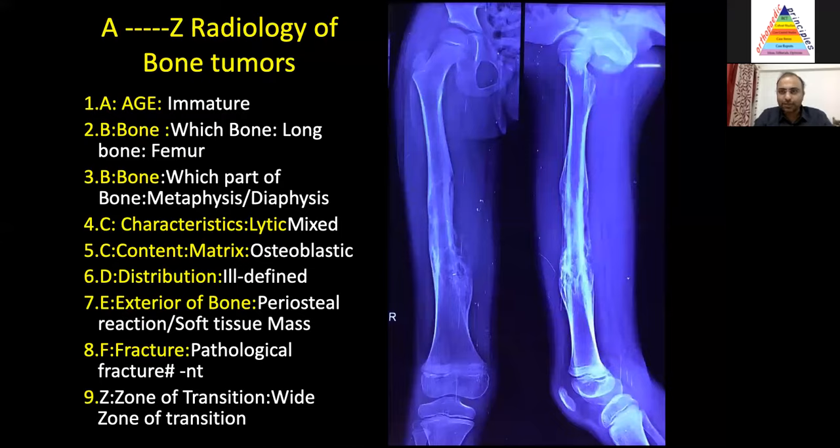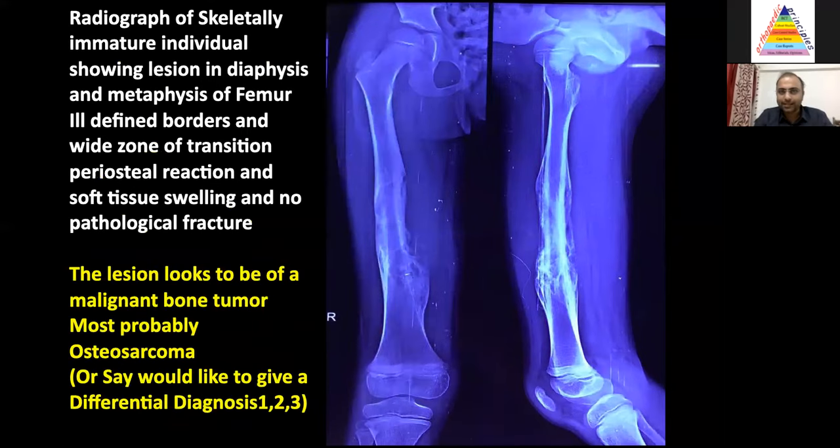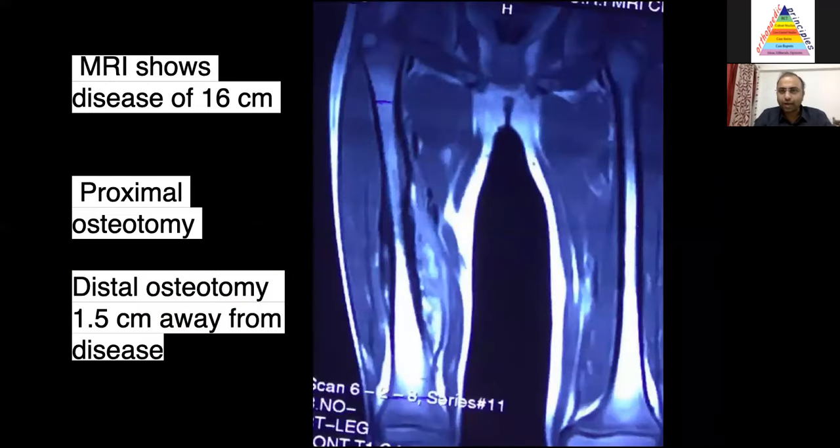So if you want to summarize all these points as an orthopedic surgeon, if it's for a resident who is viewing this lecture, we can summarize all these points as radiograph of skeletally immature individual, lesion involving diaphysis, metaphysis, ill-defined borders, wide zone of transition, periosteal reaction, soft tissue mass with no pathological fracture. So to summarize, it's most probably a malignant bone lesion and most probably an osteosarcoma. After X-ray, get an MRI done and biopsy should be performed. These patients are treated with neoadjuvant chemotherapy, meaning chemotherapy given before surgery.